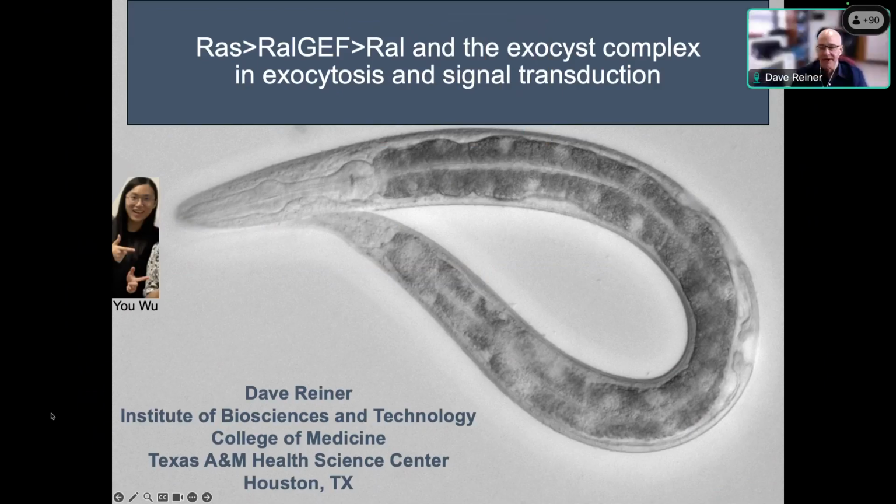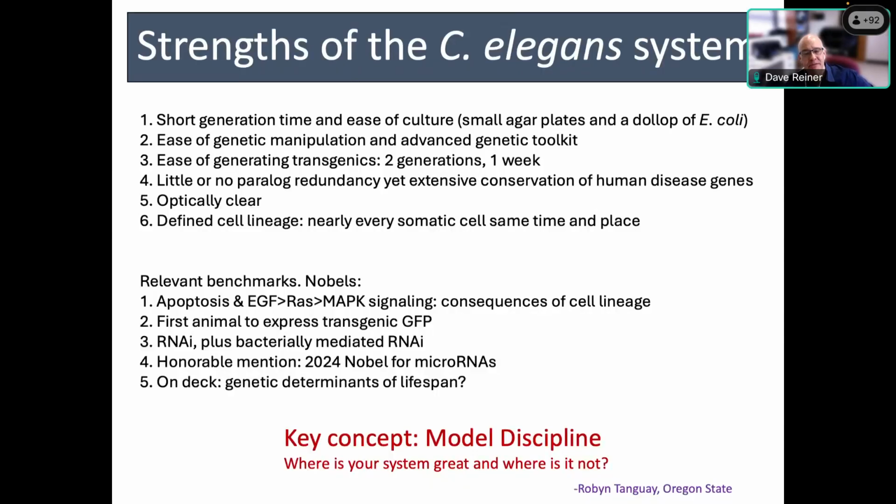Okay, so today I'm going to talk to you a little bit about a poorly understood RAS oncogenic signaling pathway and how it intersects with the exocyst complex in C. elegans. I've shown my former grad student, now postdoc, Yo Wu, who has generated all the worm data in this talk. Next slide, please. And I was asked to actually recap briefly the strengths of the C. elegans system.